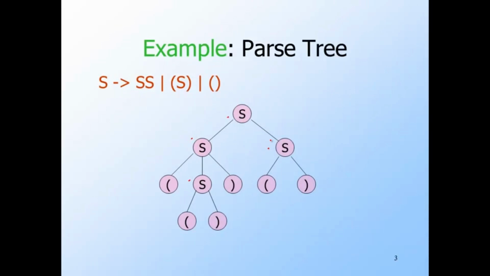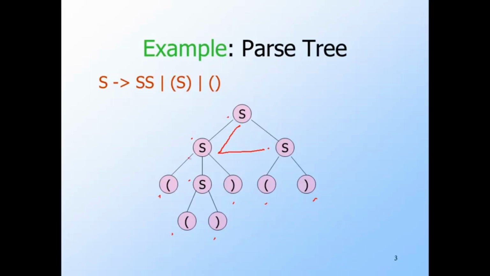It must be S because that's the only variable we have. Okay, each leaf is labeled by a terminal, either a left or right parenthesis. These are here, here, here, here, here, and here. Okay, the production at the root is S goes to SS. You can sort of see that by looking at the root and its two children.